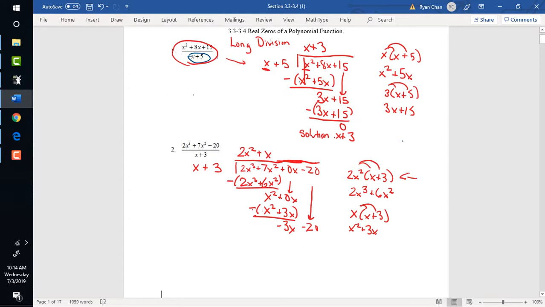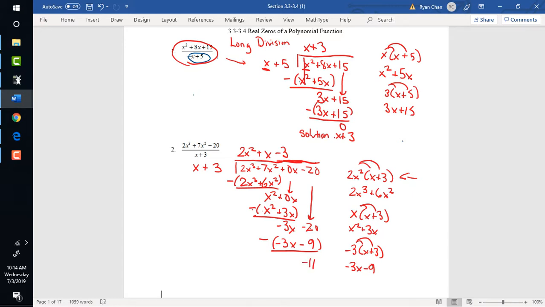So, let's look at this here. And then I have negative 3. And I have negative 3 times x plus 3. And I have negative 3x minus 9. Okay, and once again, be very careful when you subtract. So it's negative 20 minus negative 9. So it's really negative 20 plus 9, and that would be negative 11.